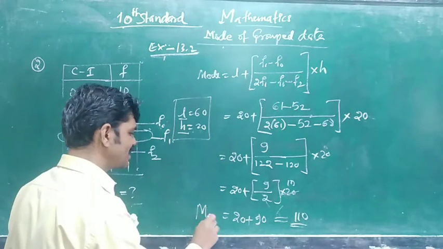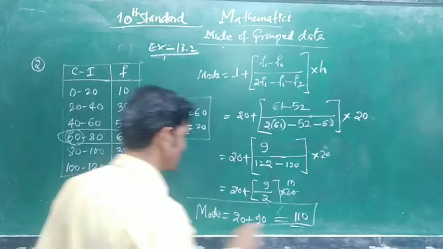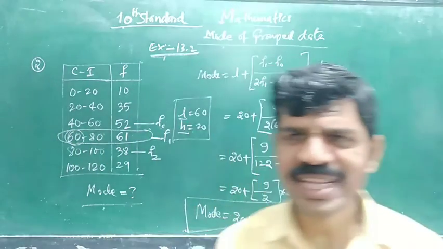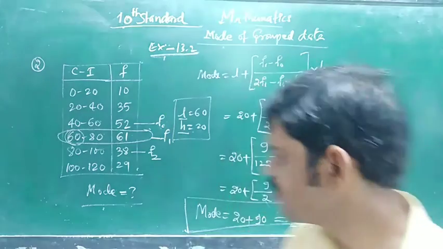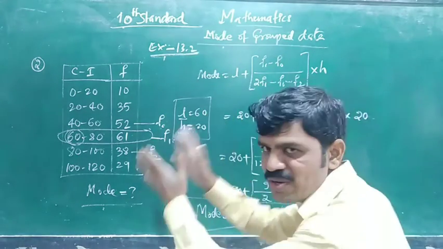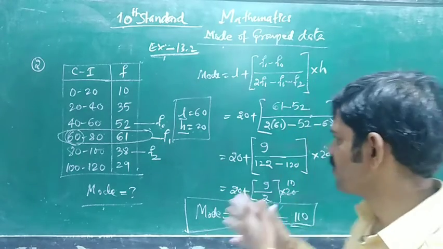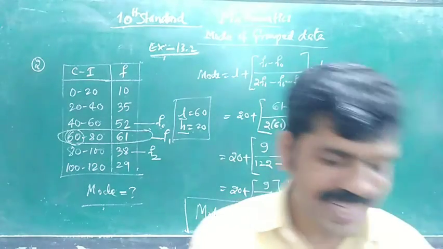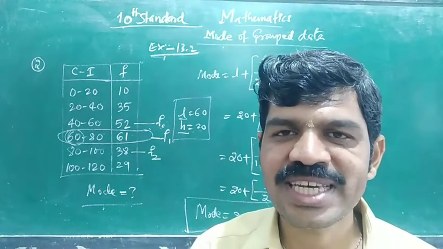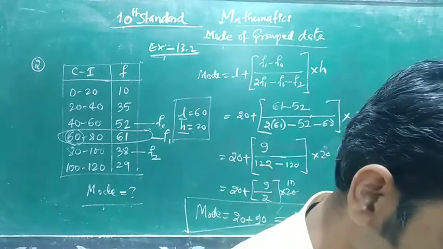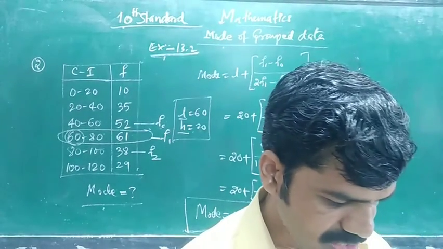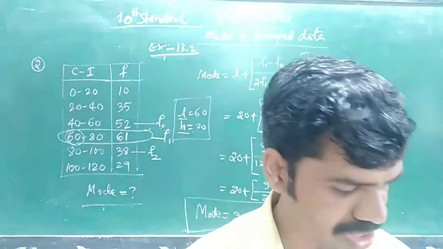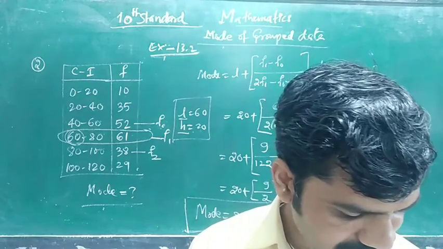The mode is 110. Okay. So this is very simple. The only thing is that you need to remember the formula and the values by using the given data, applying and substituting. That's all. Finding the mode is the easiest thing. Please find it out. There are six problems in exercise 13.2. I have completed 2. The remaining I left for you.